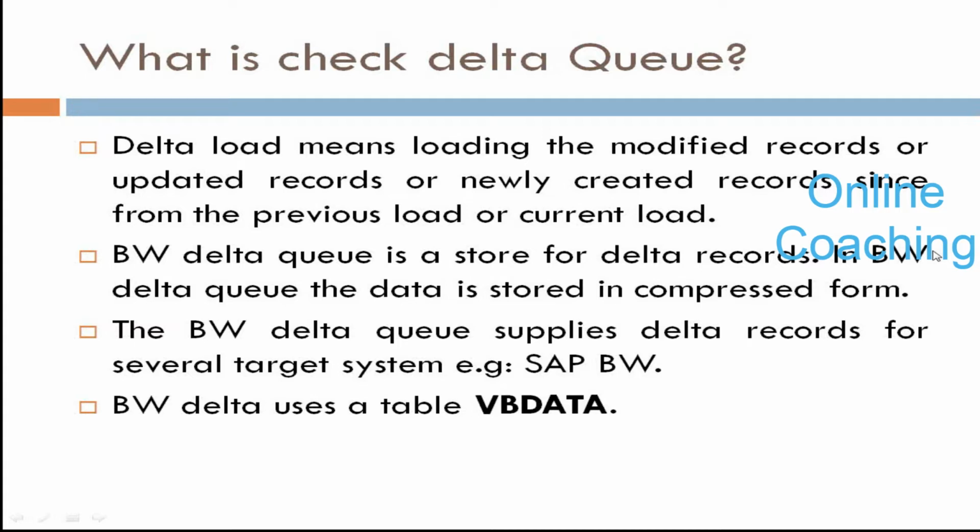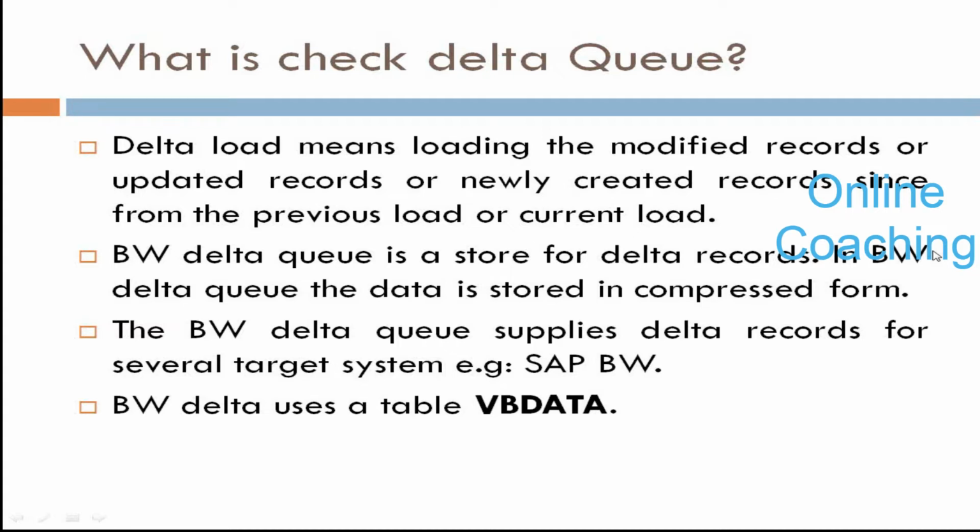Yeah. Okay. Delta is nothing but this: whenever you're loading the data for the first time, you have to use a full data load. Once that is done, from the previous load it is going to check: are there any new records, any updated or modified records, any deleted records? Only those records will be loaded. It doesn't load the full data again because the full data has already been loaded in the previous load.